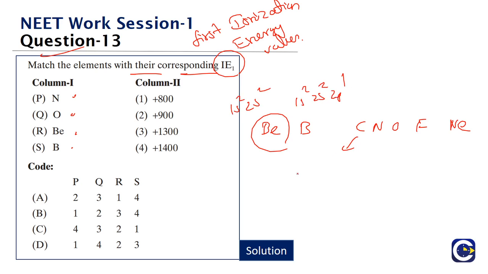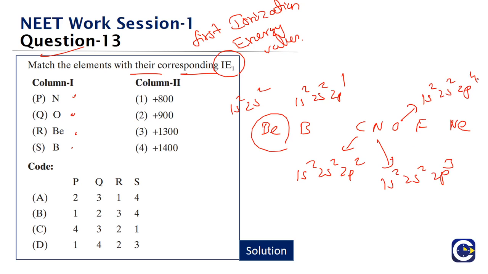Carbon, 1s2, 2s2, 2p2. Nitrogen, 1s2, 2s2, 2p3. Oxygen, 1s2, 2s2, 2p4. See, here we only have to bother about what? Beryllium, boron, nitrogen, oxygen, because these are the elements given to us.